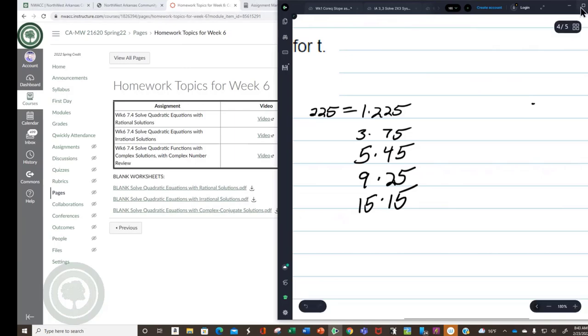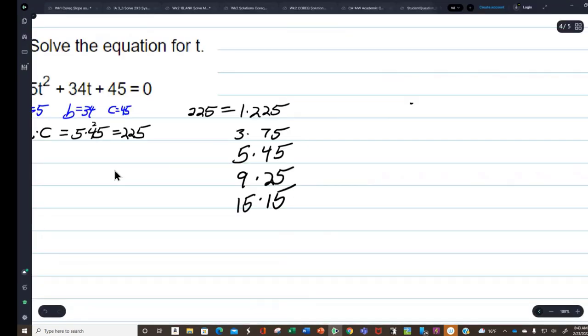Now what I need to do is see the B number. Aha, okay, B is 34. I need the numbers that add up to 34. So 9 plus 25 equals 34, and 9 times 25 equals 225. So this is our correct pair.